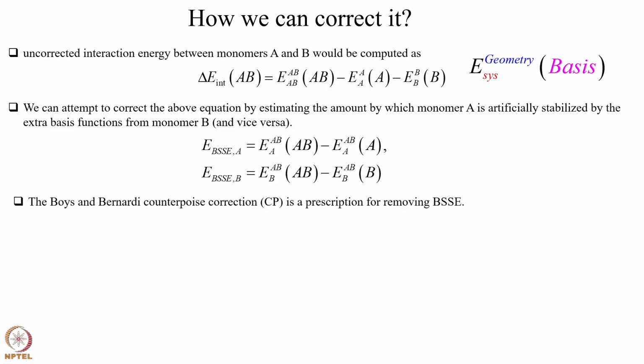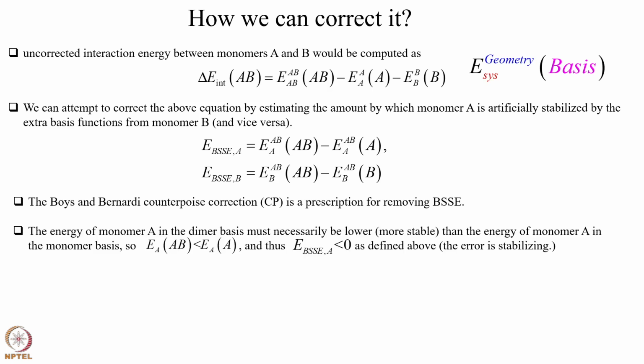So, to correct for the BSSE problem, what we use is the Boys and Bernardi counterpoise correction. What you do here is that the energy of monomer A in the dimer basis must necessarily be lower than the energy of monomer A in the monomer basis, because my basis set dimension has increased in the dimer basis. So the energy will be lower, and thus the BSSE will be less than 0.